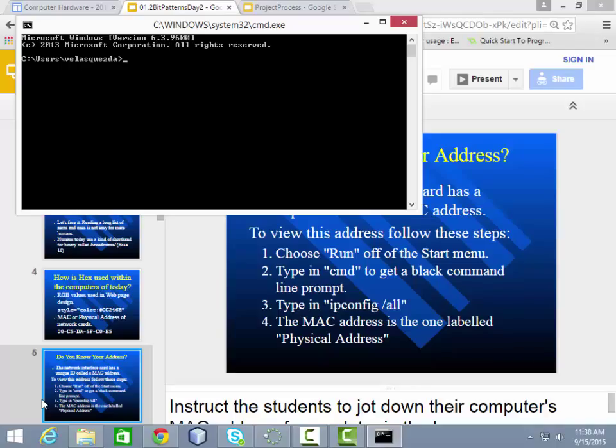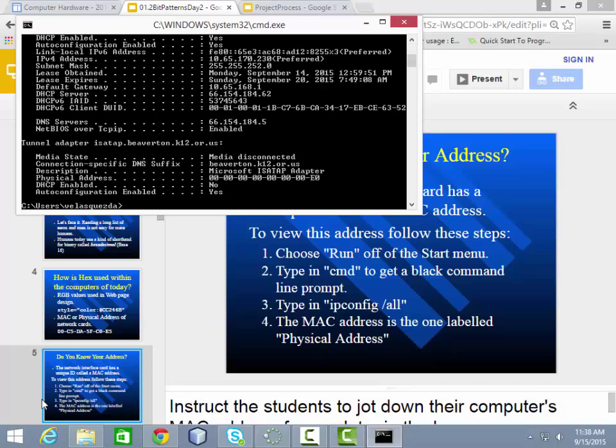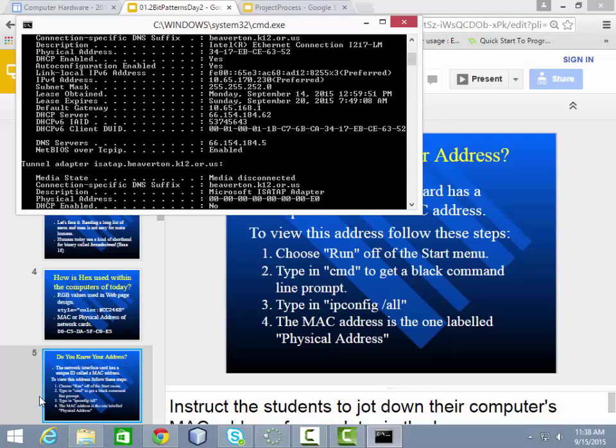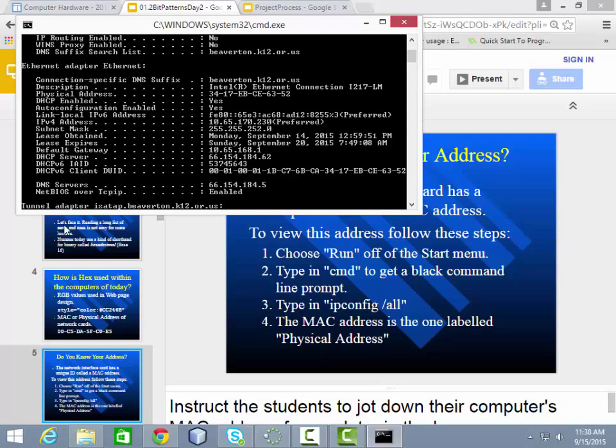But if you want to check out your physical or your MAC address, you say ipconfig, and then a /all. That's a /. And what you do is you'd use this to learn your IP address and lots of other stuff. It shows us our different network connections. We're connected to the Beaverton School District network. You can see the physical address.